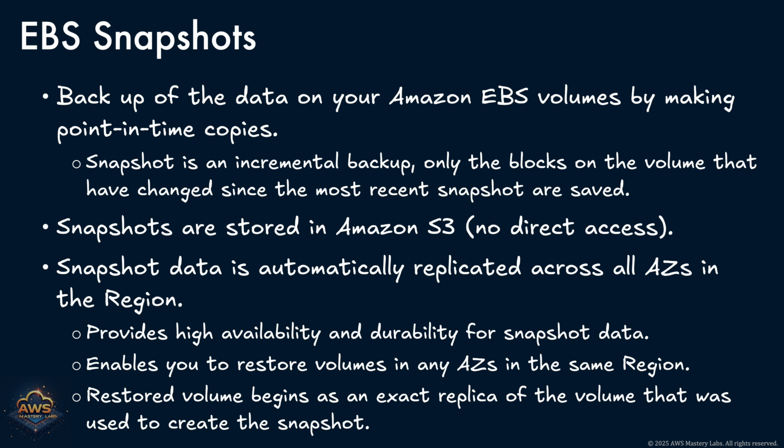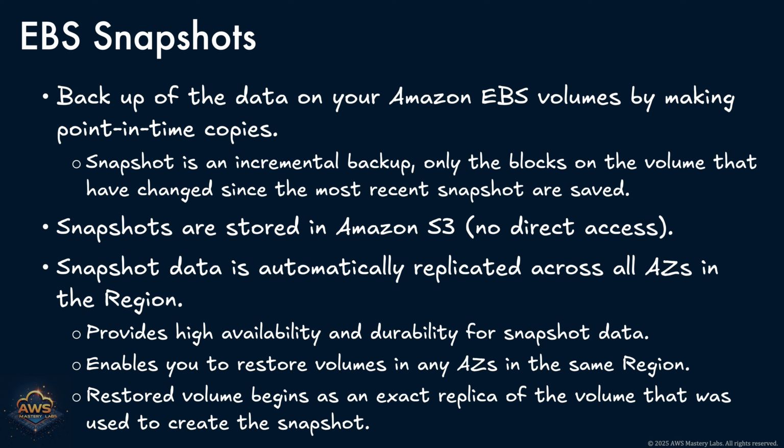Even though the snapshots are stored in Amazon S3, they are not directly accessible from S3. Instead, they are managed entirely through the EBS and EC2 APIs. Once created, snapshot data is automatically replicated across all availability zones (AZs) within the same region. This built-in replication ensures high availability and durability of the snapshot data, and restoration flexibility, as you can recreate a new EBS volume from the snapshot in any AZ within the region.